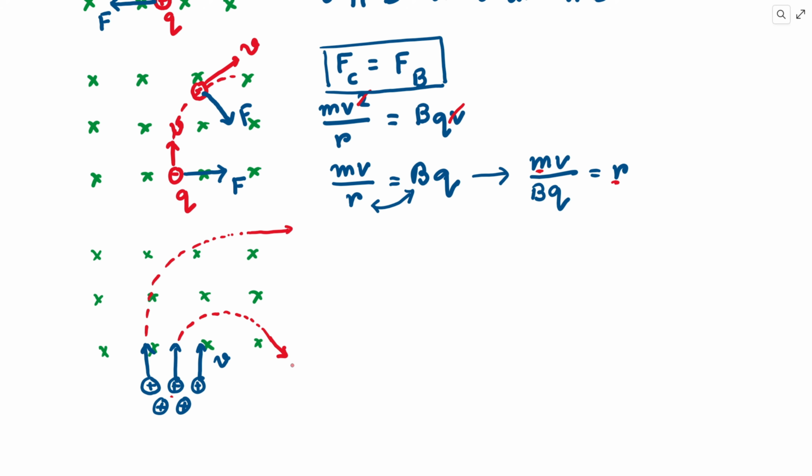And then the lighter isotopes will bend more as they move through the magnetic field, and the heavier, more massive isotopes will bend less. So that's how the relationship between the radius and the mass of the charged particle is used to separate these different isotopes of an element.